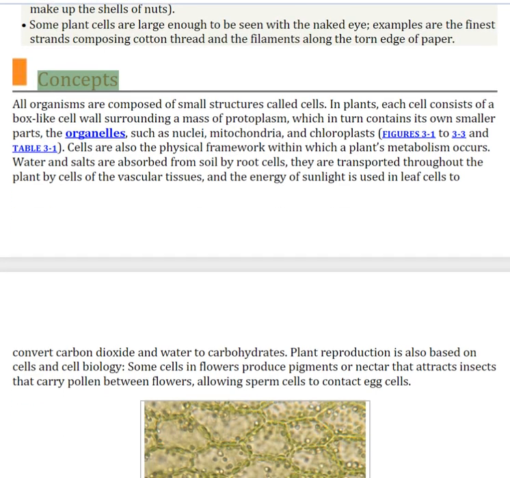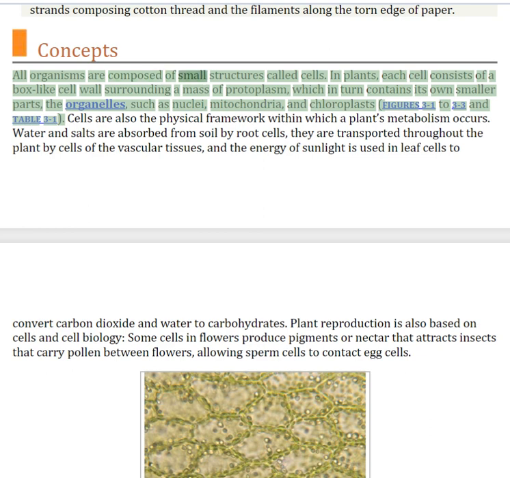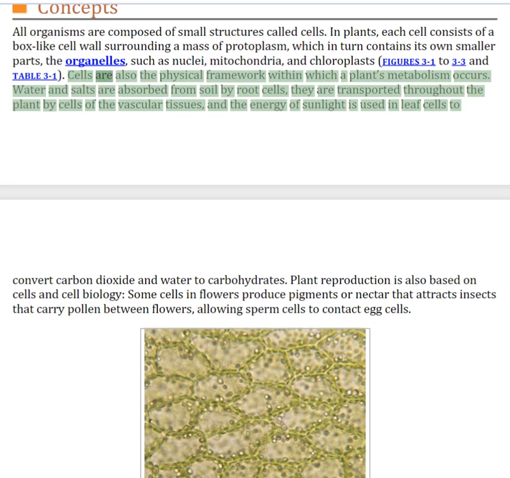Concepts. All organisms are composed of small structures called cells. In plants, each cell consists of a box-like cell wall surrounding a mass of protoplasm, which in turn contains its own smaller parts, the organelles, such as nuclei, mitochondria, and chloroplasts. Cells are also the physical framework within which a plant's metabolism occurs.